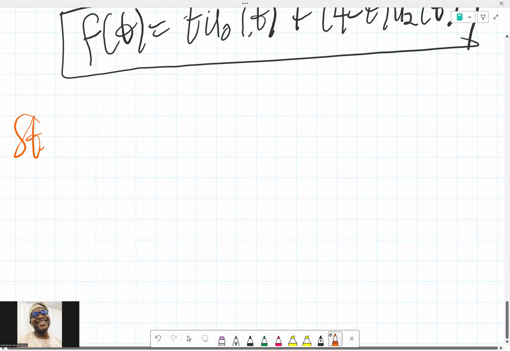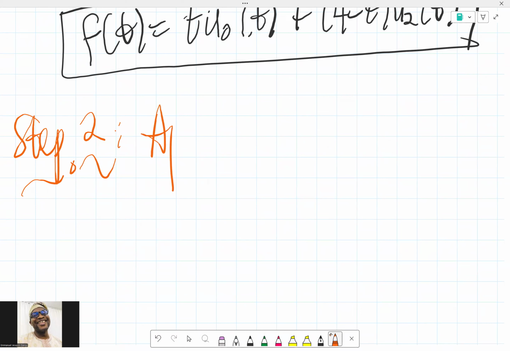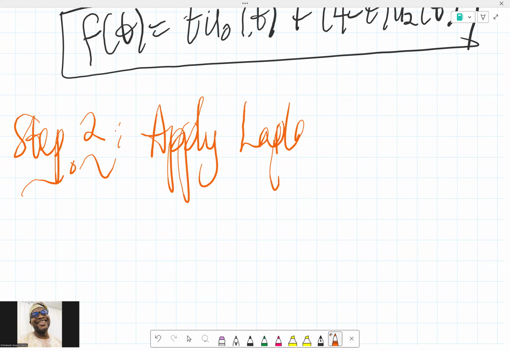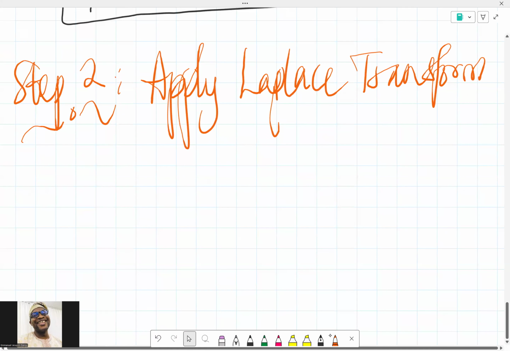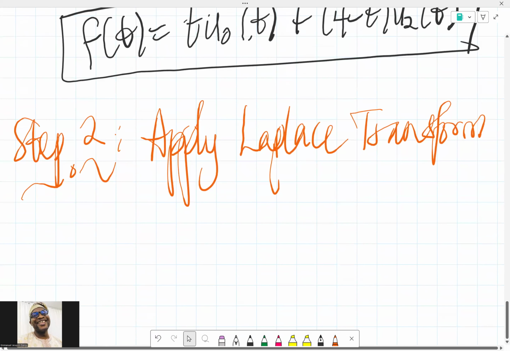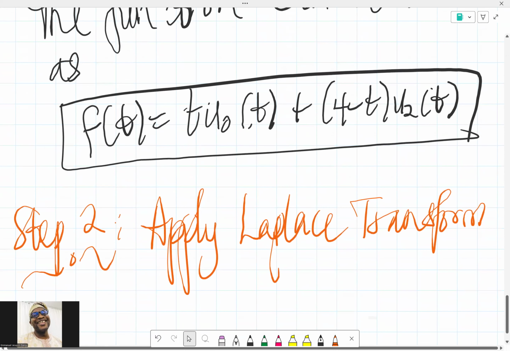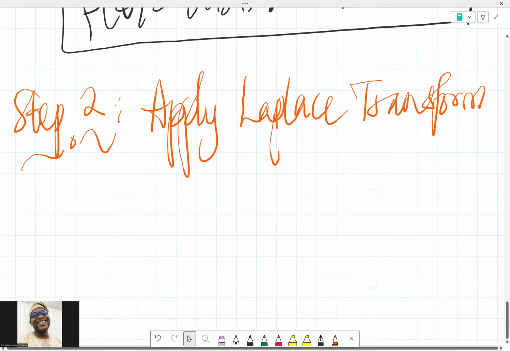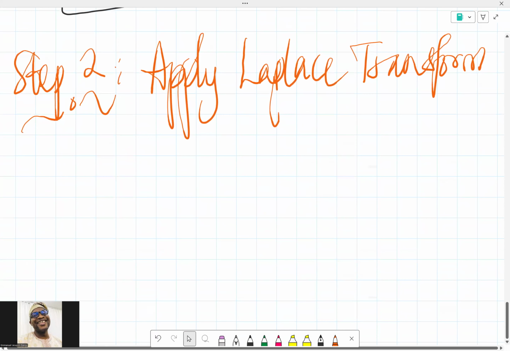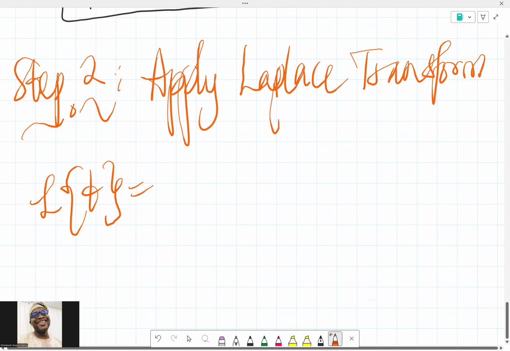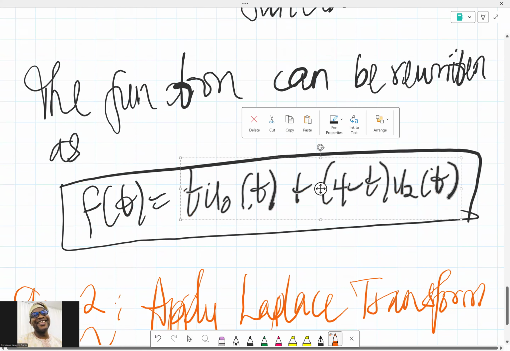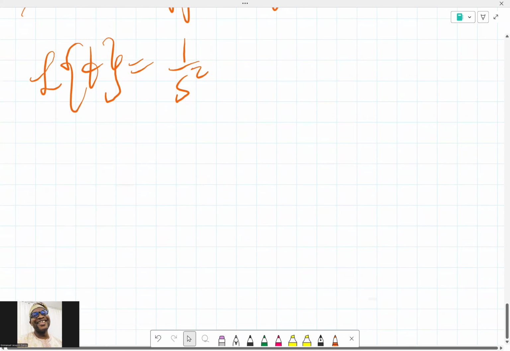Once this has been written this way, we can go for step 2, where we apply the Laplace transform. To that Heaviside expression, of course, we use known transforms. We know that the Laplace of t is normally 1 over s squared, because of that t we have up there. So the first term is 1 over s squared u naught of t.